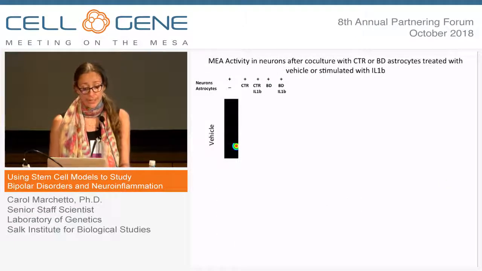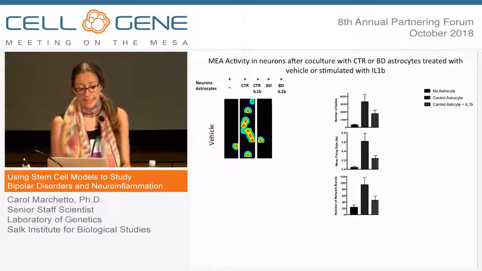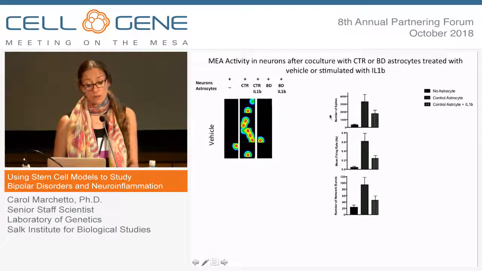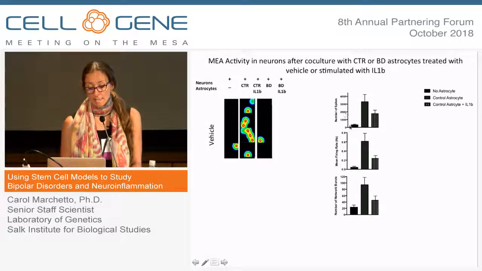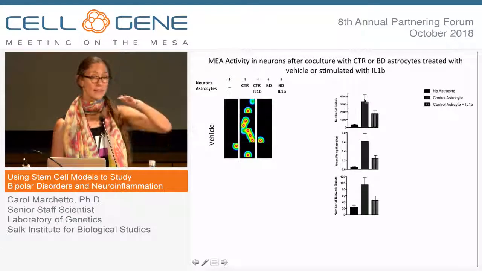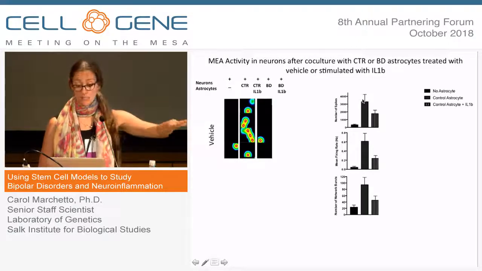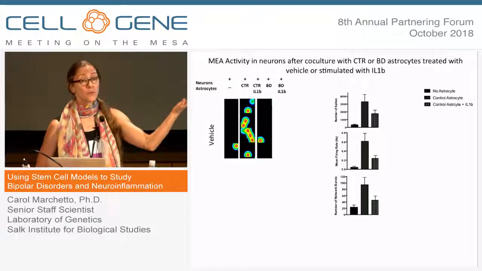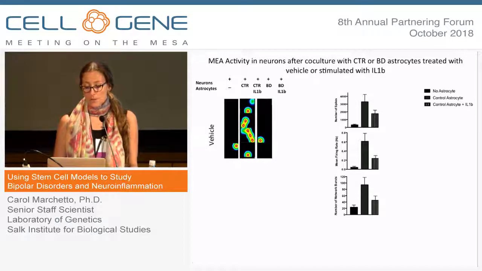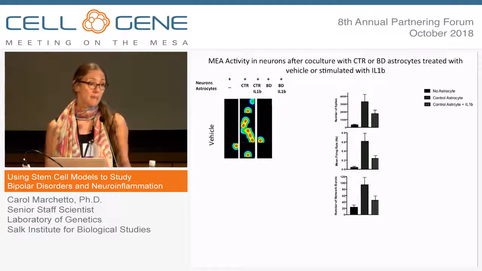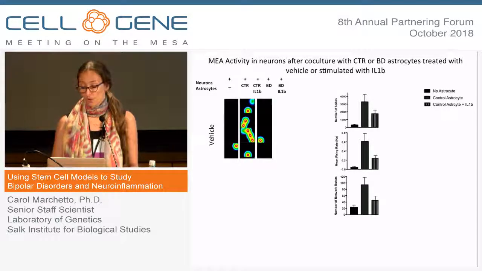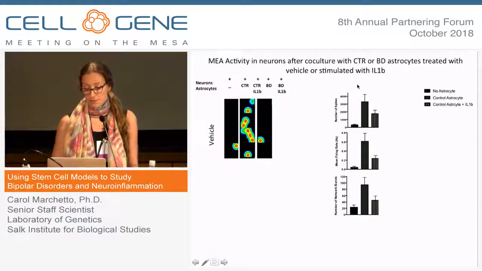And here is just to give you an idea of the comparisons that we make. When we look at vehicle treatment and we look at the controls only, as expected, when you add astrocytes to neurons, again, the population of neurons is always the same, is fixed, activity increases as expected. When you pre-treat the astrocytes with IL-1 beta, and here it is just pre-treatment, the neurons don't see IL-1 beta. The neurons just see astrocytes that have been cultured with them. We see a decrease in activity after IL-1 beta pre-treatment.